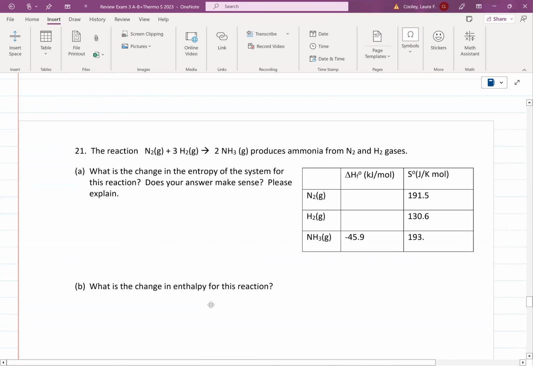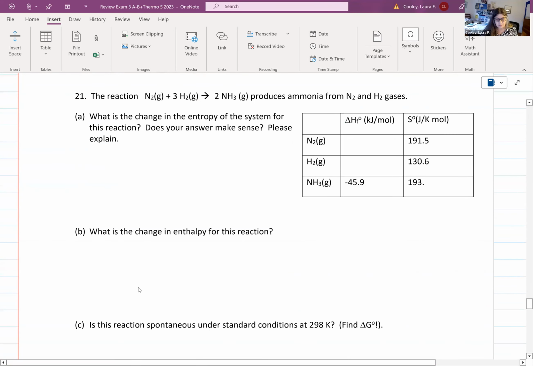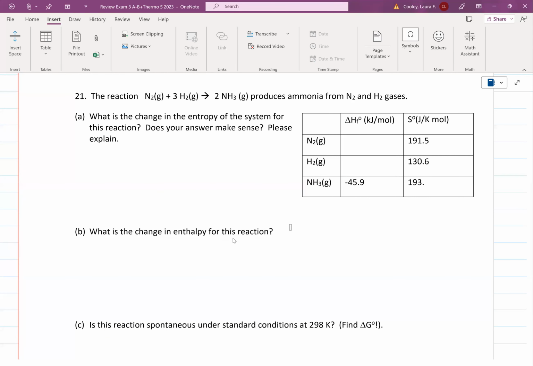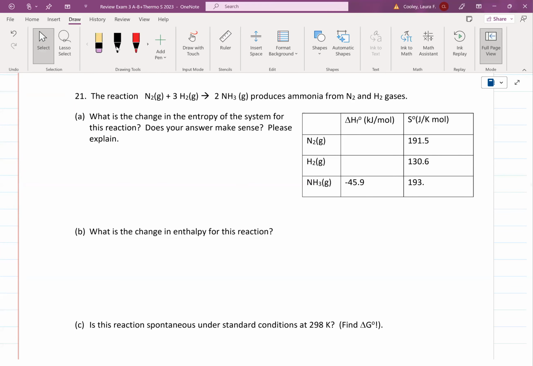Let's see. What do you mean? It's just using this data here, right? Enthalpy is delta H. Oh, okay. Actually, there's only one thing. These all have delta H f of 0, so it's only that one thing.